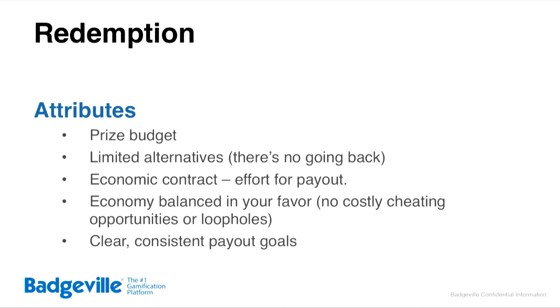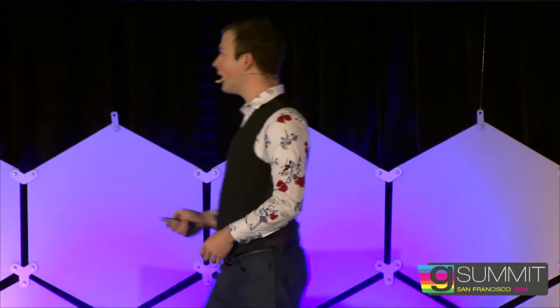Economic contract, right? So you need to make sure that the effort for payout is interesting to the user. They're certainly going to think about it. Is this worth the effort I'm putting into it? What am I getting out of it? You need to make sure you balance your economy. Once you introduce redemption, you now have an economic problem to solve. If there is a loophole, your users will figure it out and they will exploit it. Clear, consistent payout goals. If you're giving them something as a payout, that's kind of your big sell. You need to make sure they know what that is and that they get excited about it.